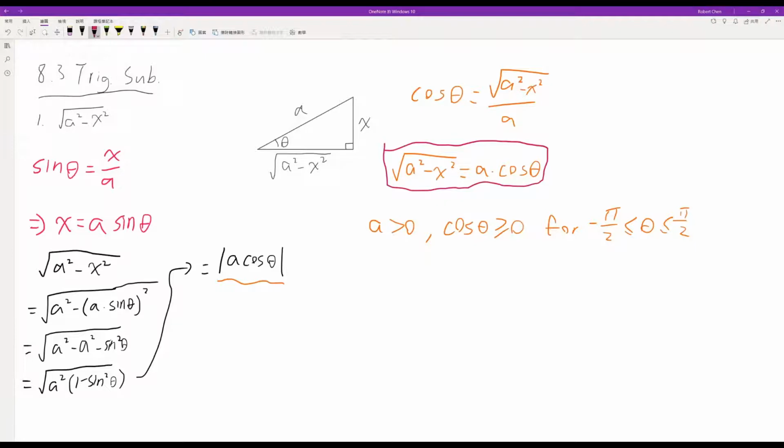Now this is going to come in handy when we have to perform integrals in the next section, and we run into something like this, right? Then we will do something called the trig substitution. Right, so now let's look at some of the others.